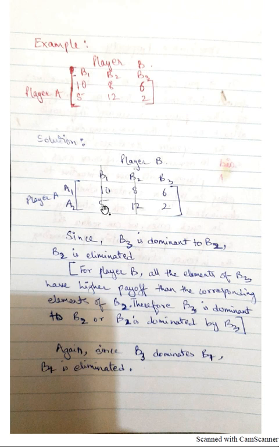But then for the second row, since this is smaller than this here, B1 will have a higher payoff than B2. So for one row, B2 has a higher payoff, and for another row, B1 has a higher payoff. So we cannot decide between B1 and B2 which strategy is dominant. So we don't have a strictly dominant strategy between B1 and B2.